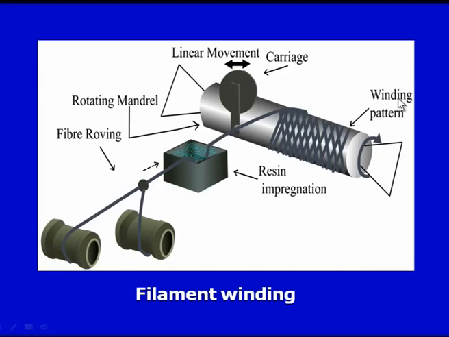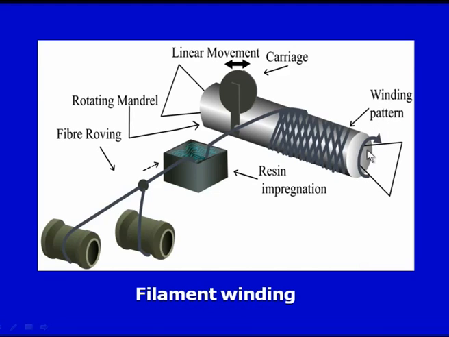On your screen you can see we have a specific winding pattern. With proper design we can control the winding pattern, that is, how the winding of the filaments or fibers would take place on the rotating mandrel. This is called a carriage and the carriage will have a linear movement. This winding pattern basically will depend upon two movements.